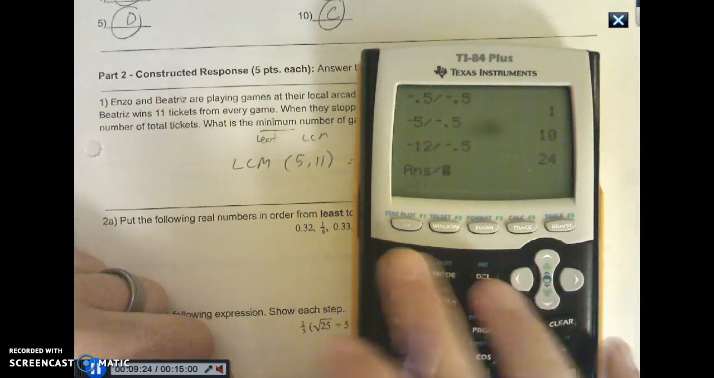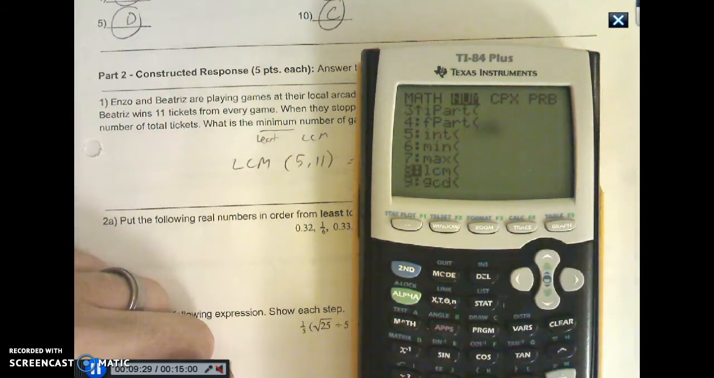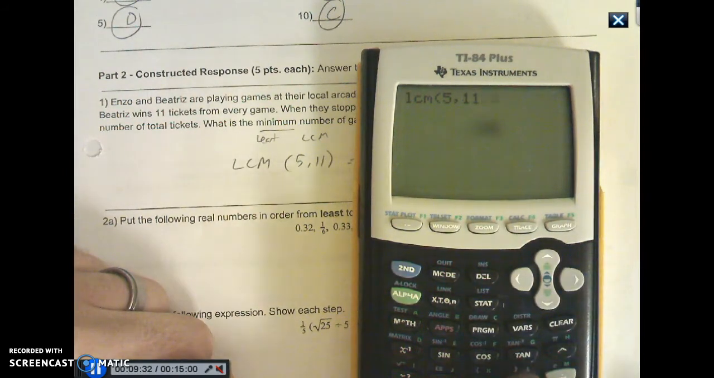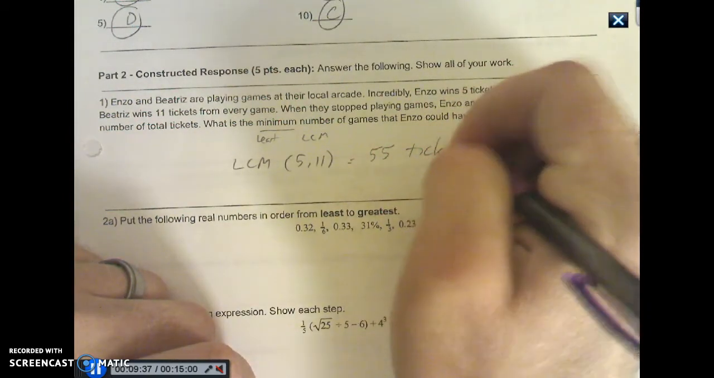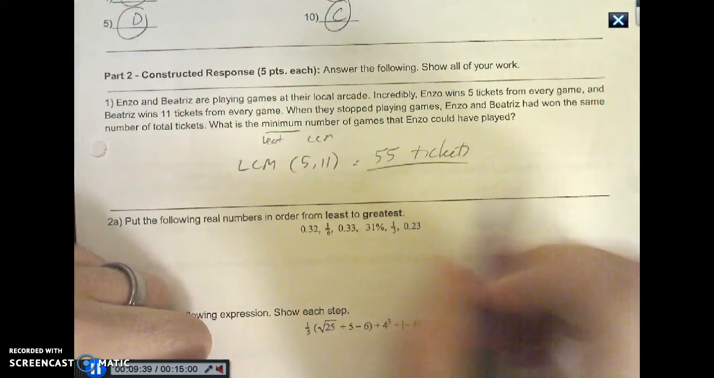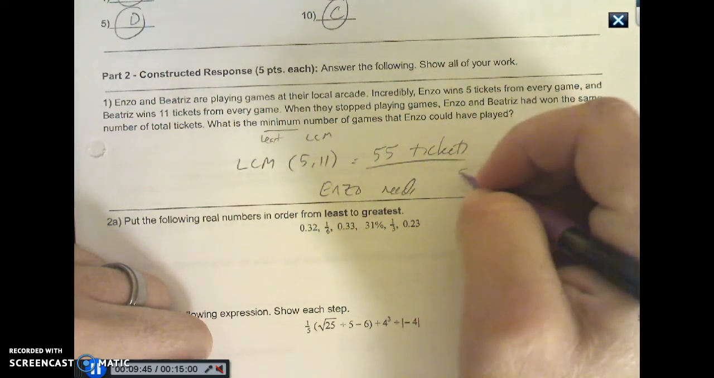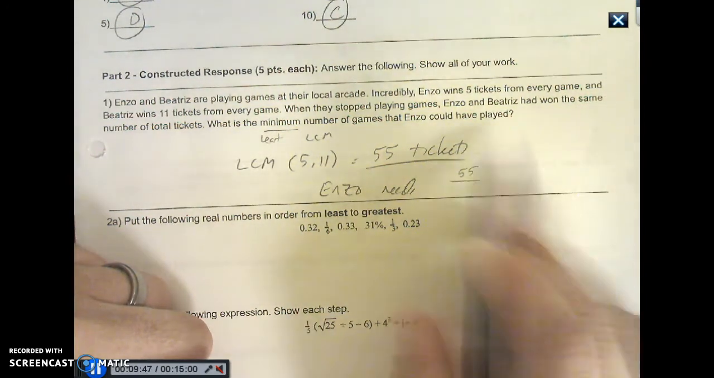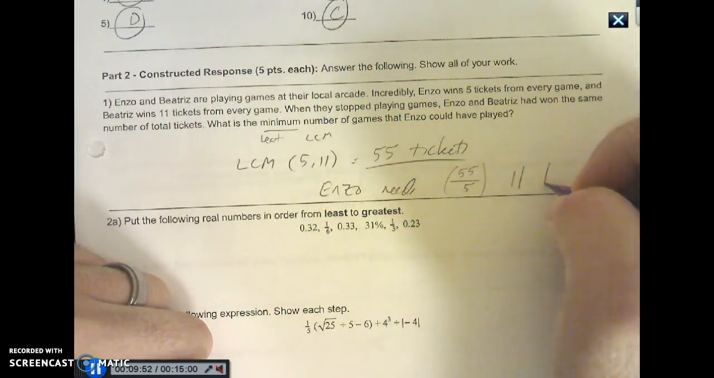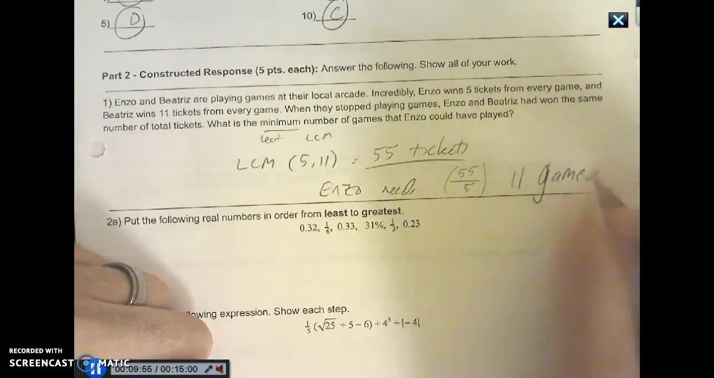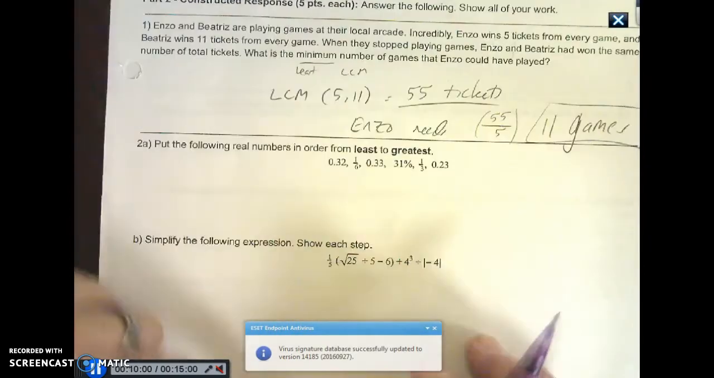Now I can type this in my calculator super quick. Math, go to the right, down to 8, 5 comma 11, 55. So that means 55 tickets is when they're the same. But the question's asking us what's the minimum number of games that Enzo could have played. So Enzo needs to play, you do 55 divided by, let's see how many tickets he gets from each game, 5. So that would be 11 games to play. Alright, make sure you answer the question completely.